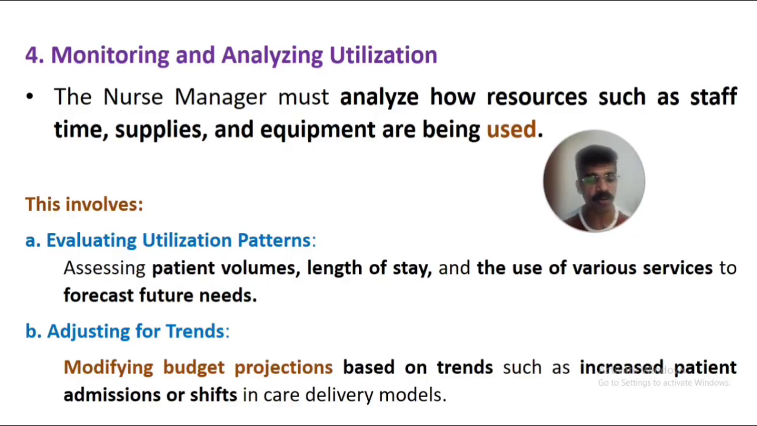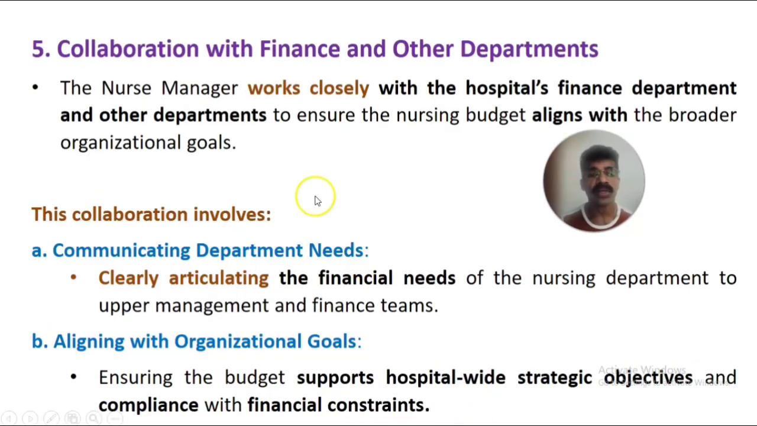With the help of that information, the budget projection has to be modified. So modifying budget projection based on the trends, such as increased patient admission or shift in the care delivery models or healthcare delivery services. Then the fifth responsibility is collaboration with the finance department and other departments of the hospital.